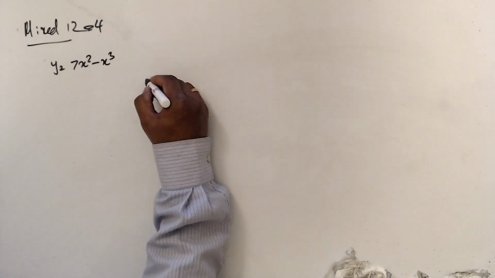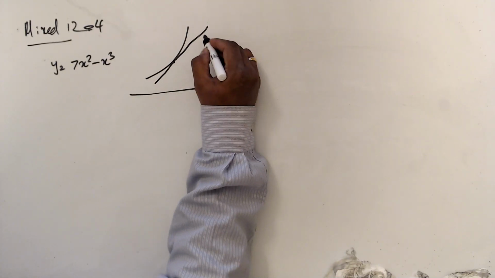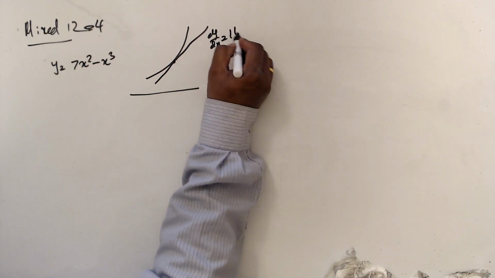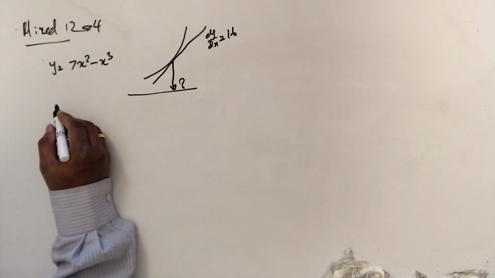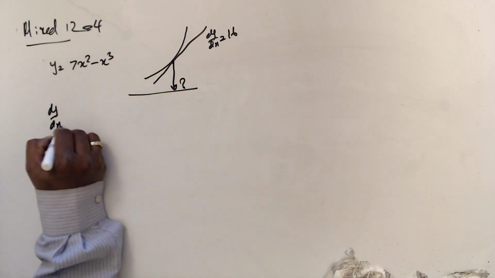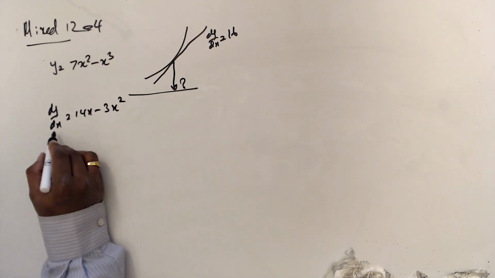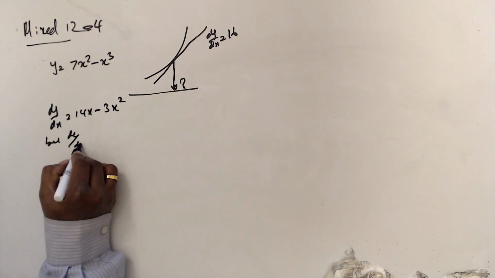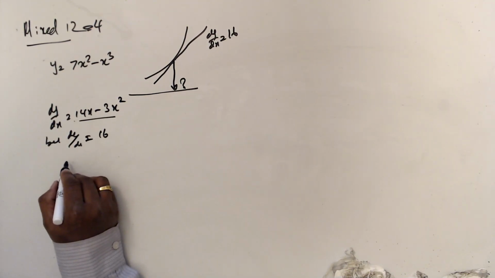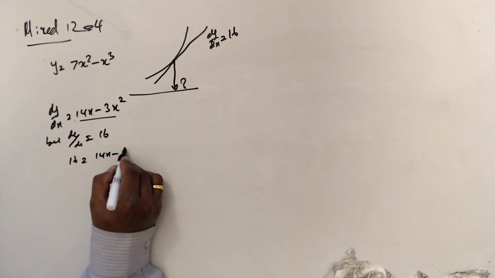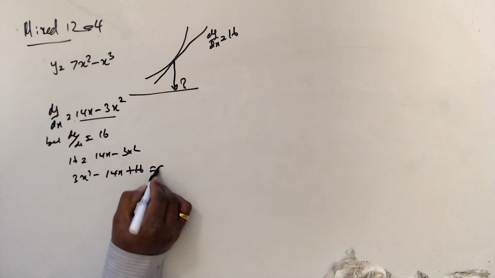Question number 4. There's a curve, and at this point the gradient is given as 16. So dy/dx is given as 16. I want to know this point. So first of all, let's find dy/dx. dy/dx is 14x minus 3x squared. But dy/dx equals 16. So 16 equals 14x minus 3x squared. So 3x squared minus 14x plus 16 equals 0.